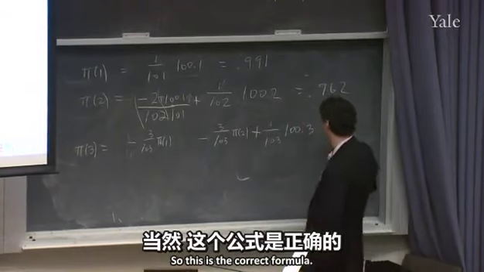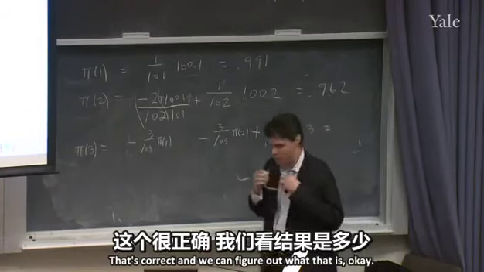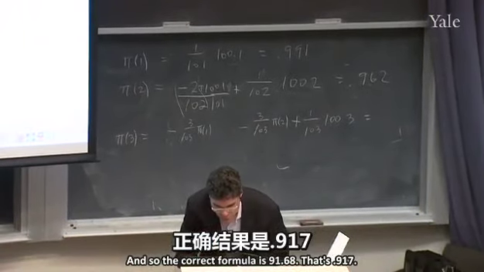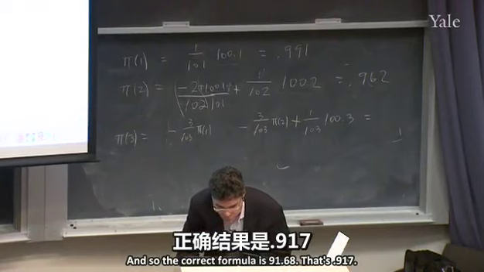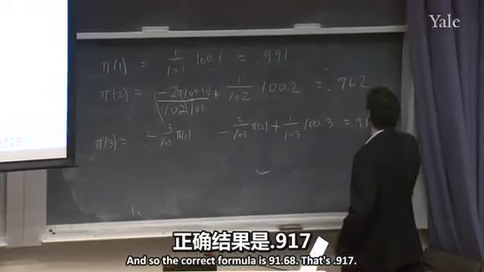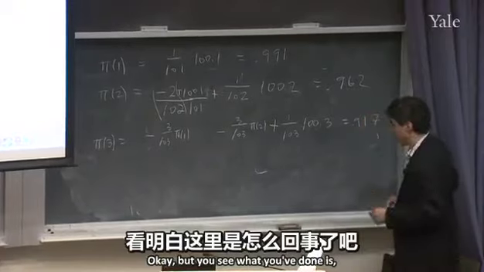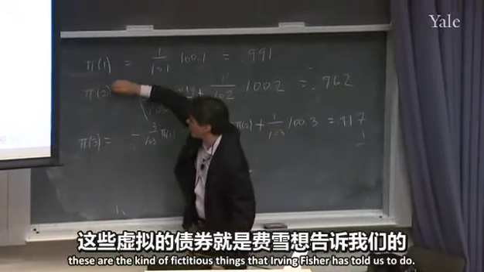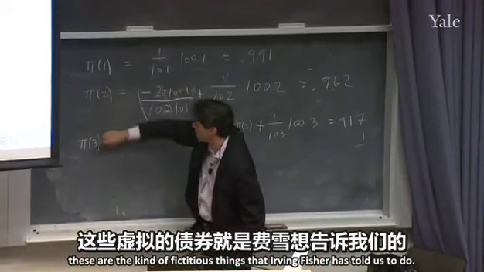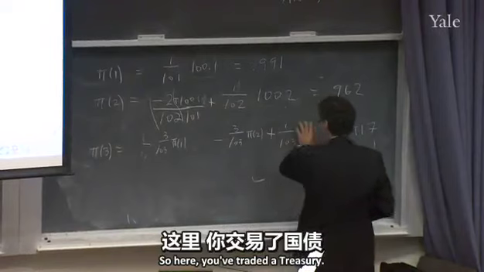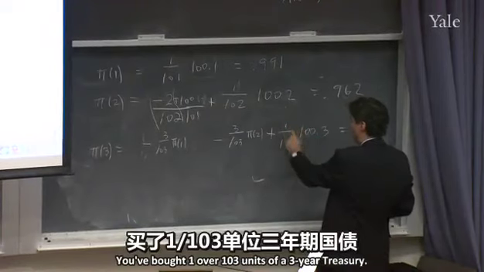So this is the correct formula. That's correct, and we can figure out what that is. Okay, and so the correct formula is 0.91917. Okay, but you see what you've done is these are the kind of fictitious things that Irving Fisher has helped us deduce. What you're really doing in the market is trading the treasuries. So here you've traded a treasury. You bought 1 over 103 units of a 3-year treasury.